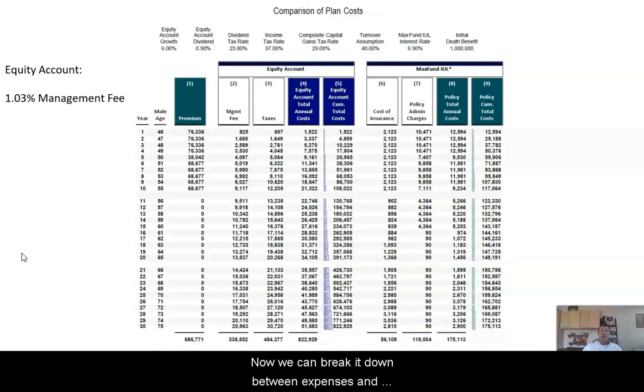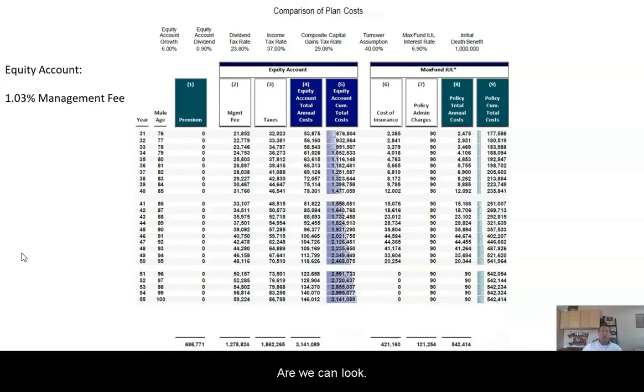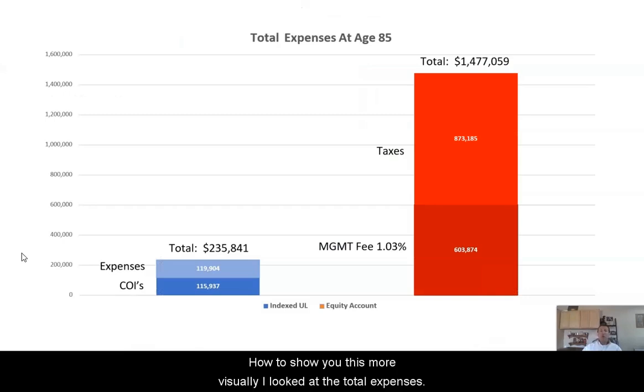Now, we can break it down between the expenses: the management expenses at 1.03% of the equity account, the taxes, which are going to be based on dividends and the portfolio turnover. We could look at the expenses of the IUL as well as the cost of insurance. But to show you this more visually, I looked at the total expense of both at age 85.